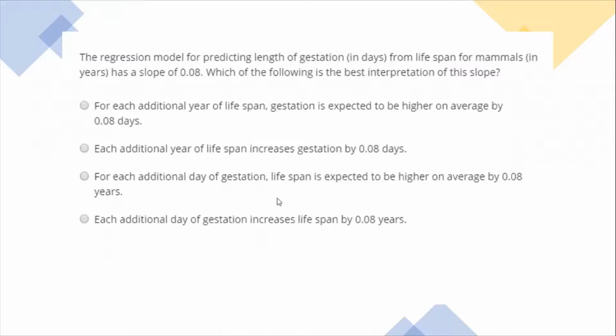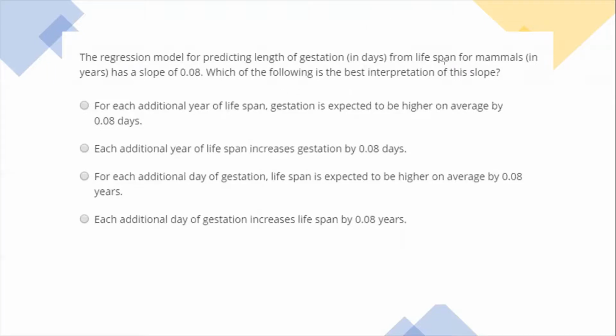Okay, so before we continue this problem, you need to understand which is the explanatory variable and which one is the response variable. So you just have to think logically. Sometimes the context is not given. So the regression model for predicting the length of gestation and the lifespan. We look at the lifespan and we look at the gestation. Based on the lifespan, we predict the length of gestation.